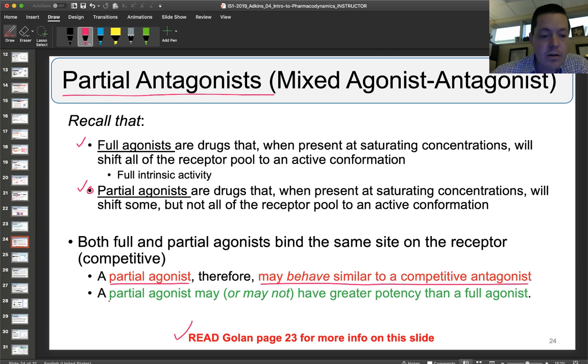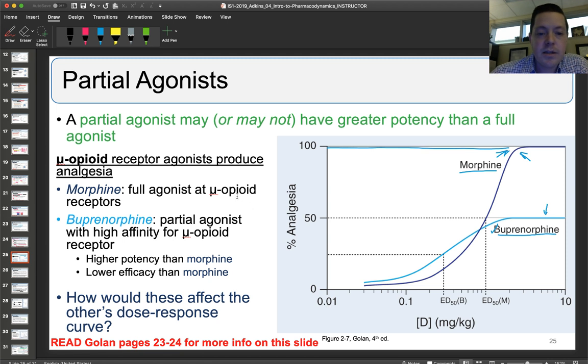Another key point that I want you to underline is that partial agonists may or may not have greater potency than a full agonist. So don't always assume that a partial agonist is going to have a lesser potency, because sometimes it actually has a greater potency than a full agonist. And a good example of this is morphine and buprenorphine.